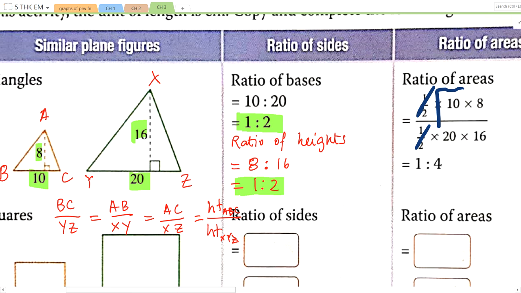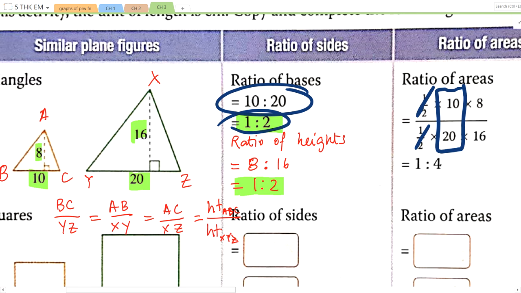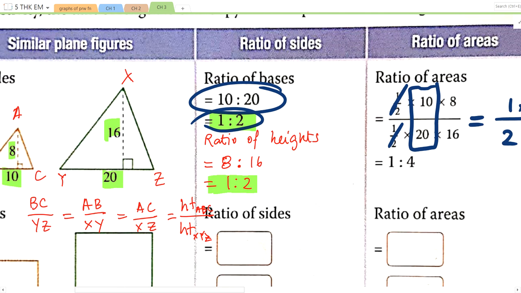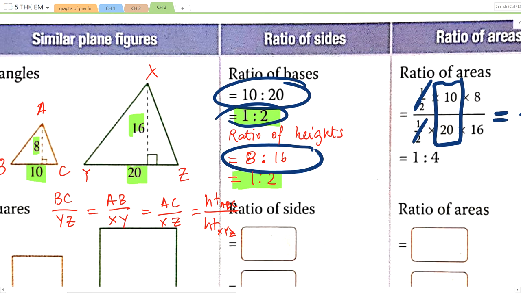Now this 10 and this 20 over here, what is it actually? Ratio of bases, 10 to 20. See, they're the same thing. If I simplify it, I am supposed to get 1:2. So by right, I'm supposed to get 1/2 times 8 over 16. Then 8 and 16 is actually the ratio of the heights, which is 1:2 again.